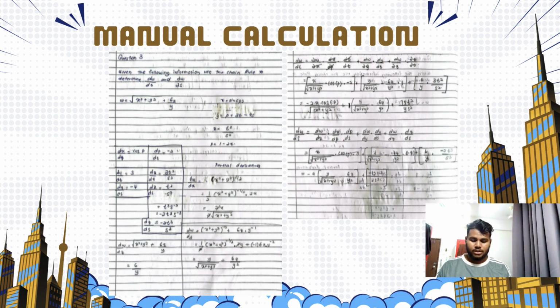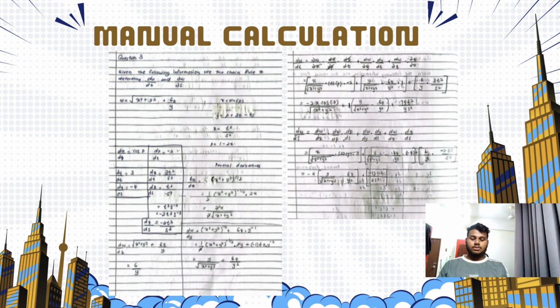Then we need to differentiate dw over dy. The equation is (x squared plus y squared) to the power of 1 over 2 plus 6z times y to the power of negative 1. After we differentiate with respect to y, the final answer we get is y over the square root of x squared plus y squared, minus 6z over y squared.